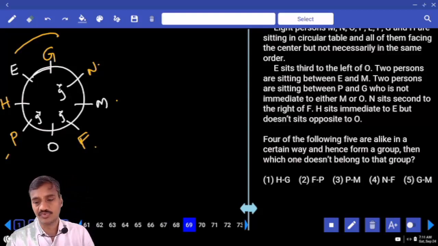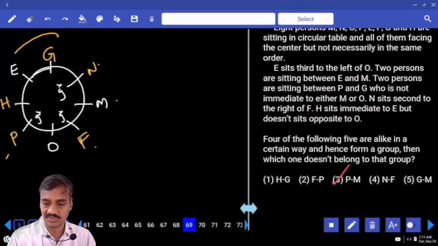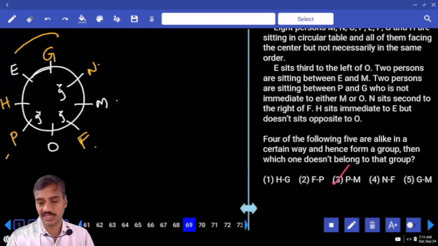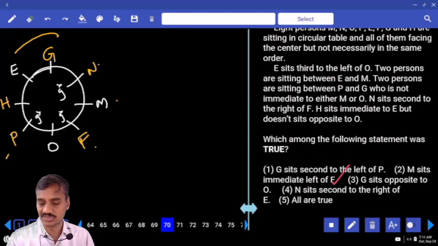Then 69, 4 out of the following, means odd one out. Now in this odd one out, H and G, there is 1 person. F and P, 1 person. P and M, how many persons? There are 2 persons. N and F, there is 1 person. G and M, again there is 1 person. Except choice 3, in the remaining there is exactly 1 person between these two. Question 69.